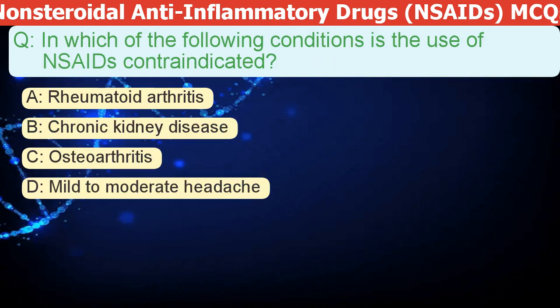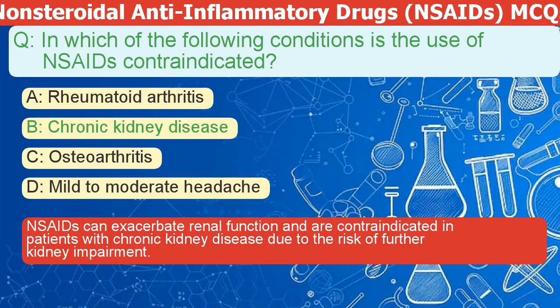In which of the following conditions is the use of NSAIDs contraindicated? A. Rheumatoid arthritis. B. Chronic kidney disease. C. Osteoarthritis. D. Mild to moderate headache. The correct answer is B. NSAIDs can exacerbate renal dysfunction and are contraindicated in patients with chronic kidney disease due to the risk of further kidney impairment.